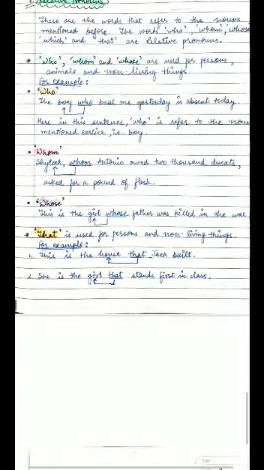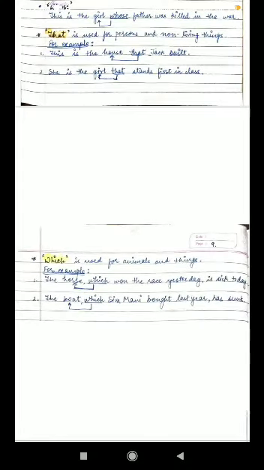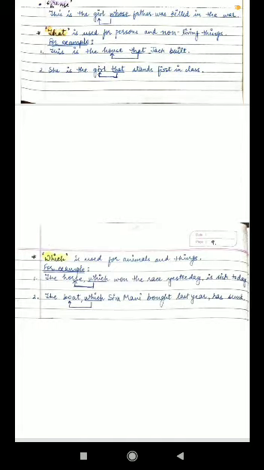Okay, now which is used for animals and things. For example, the horse which won the race yesterday is sick today. So the relative pronoun which is used here for the noun horse. Now in another sentence, the boat which Sivamani bought last year has sunk. Now again, which is a relative pronoun used for the noun boat. Okay children, I hope you understood the topic well.